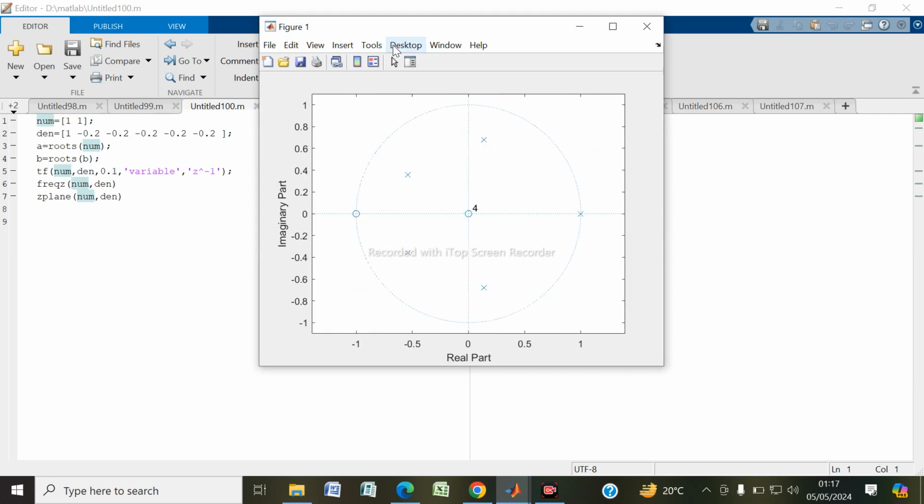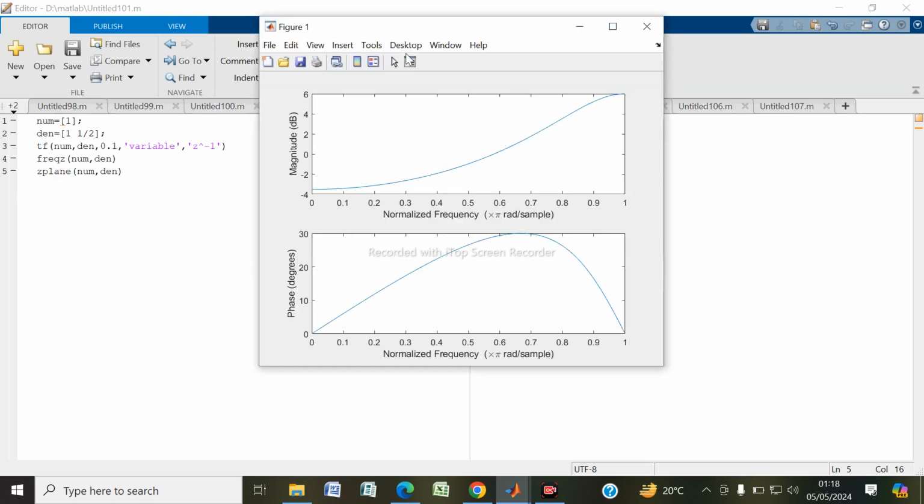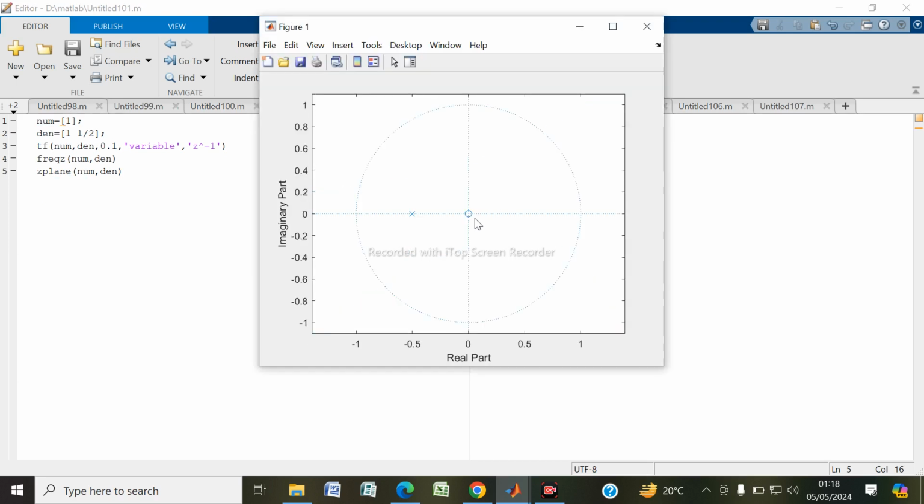We have poles and zeros: two poles, two zeros, and five poles. In task number 4, we have one pole at 0 and one zero at 0, and one pole at minus 0.5.